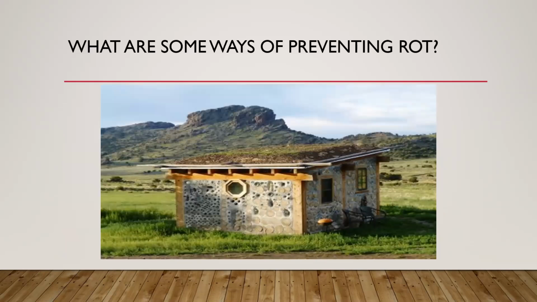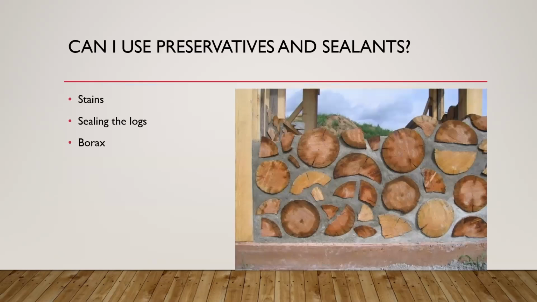Some ways of preventing rot. Generally, cordwood home builders say the best thing you can do is have a 24-inch overhang on your roof, as well as getting the house itself off of the ground so that you're creating a little bit of a barrier. So if rain's splashing the ground, it's not hitting your logs.